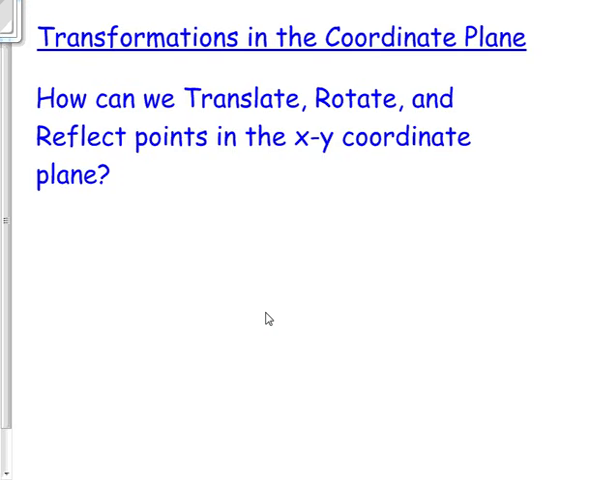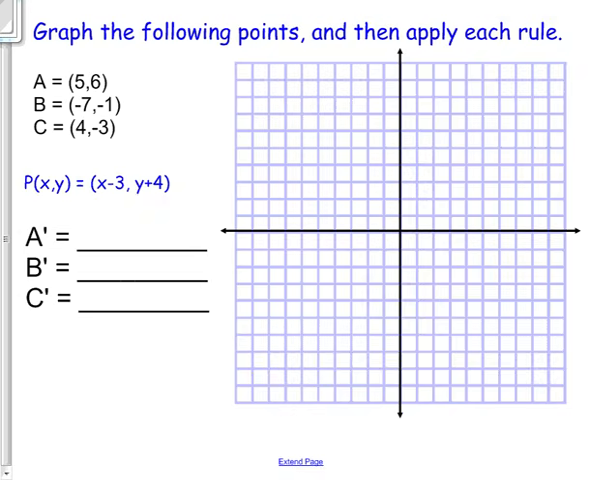Okay, in the last video we talked about what a translation, rotation, and reflection are. In this video we're going to actually look at how we would do that using the XY coordinate plane. So we're going to be graphing a bunch of points today. Alright, let's look at this first example. We're going to graph A, B, and C. We're going to graph (5, 6), (-7, -1), and (4, -3).